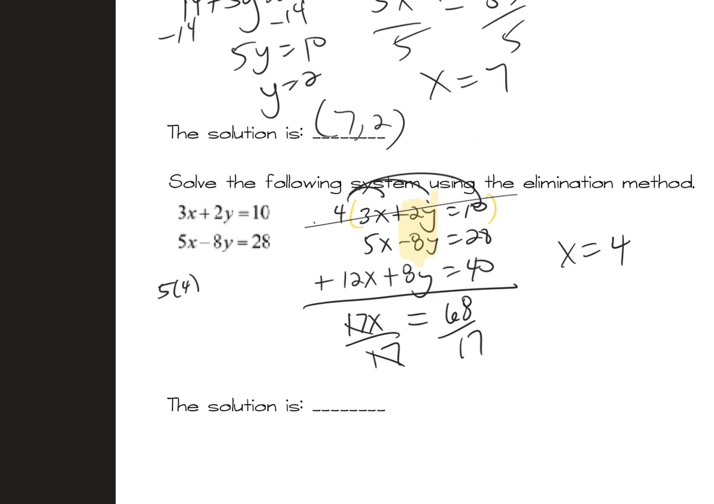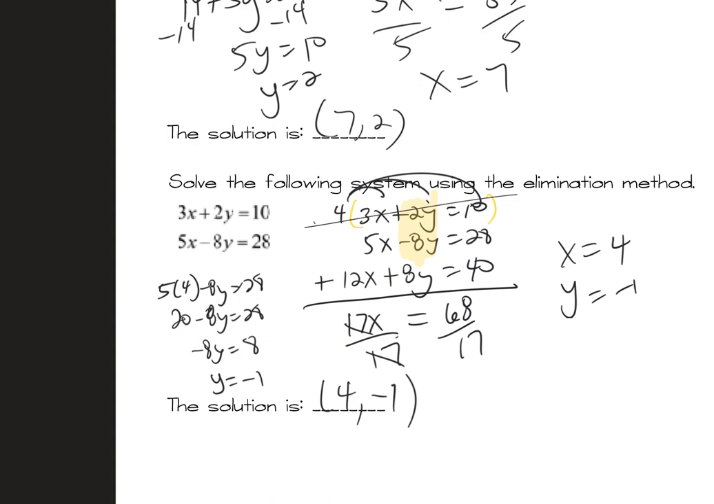5 times 4 minus 8y equals 28. 20 minus 8y equals 28. Subtract 20 from both sides. And divide both sides by -8. And that will give me a y value of -1. The ordered pair is 4, comma, -1.